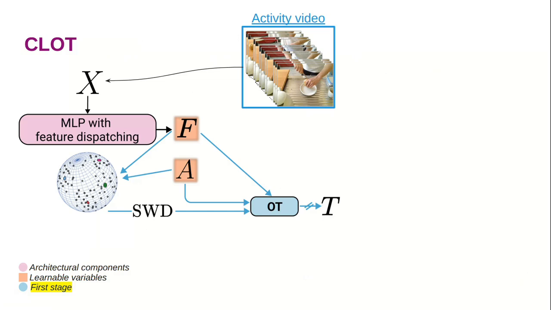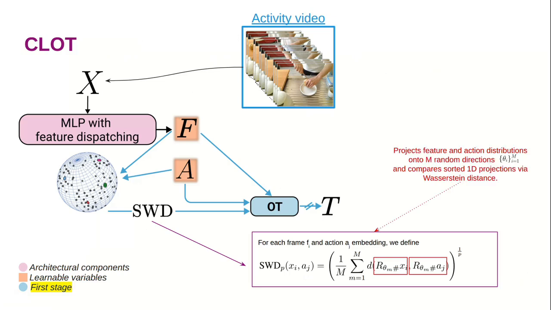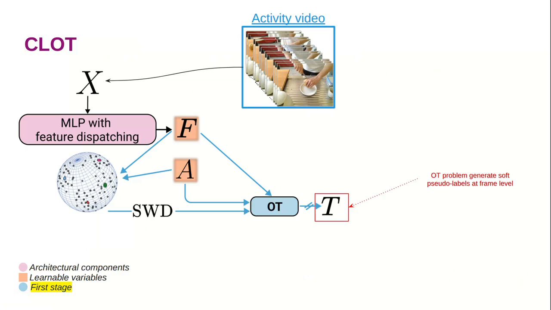Next, we measure how similar frame and action distributions are using the sliced Wasserstein distance, SWD. Instead of comparing high-dimensional features directly, we project them onto multiple random 1D directions, sort them, and compare these projections. This captures fine-grained structure efficiently. We solve the optimal transport problem to produce soft pseudo-labels at the frame level. Each frame gets a probability distribution over k possible actions, representing how likely it is to belong to each cluster.